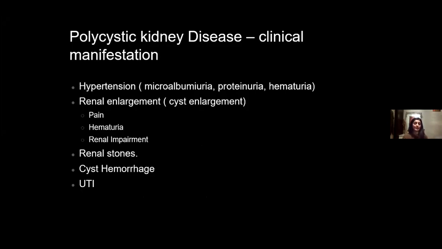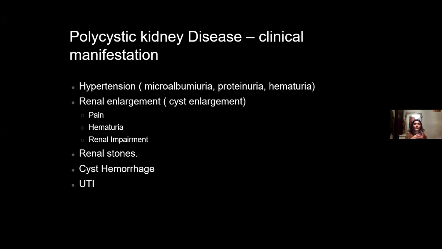So this manifests clinically as hypertension, and if we were to dip the urine, we may see microalbuminemia, proteinuria, and hematuria. We also have renal enlargement. Now this leads to a lot of our symptoms. So this will lead to the pain, this will lead to the renal impairment, because it's not the kidney that's getting larger, it's the cysts themselves, and the cysts aren't functional.